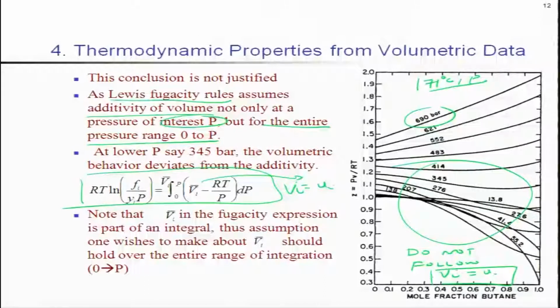So, this is what I was mentioning here, that V i bar in the fugacity expression is a part of an integral. Thus, whatever assumption you are going to make for V i bar, not just the assumption of Amagat's law, should hold over the entire range of integration. So, this is an important part.